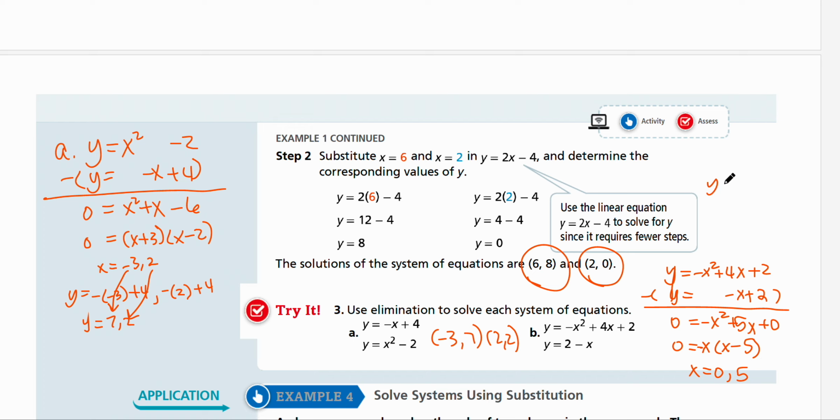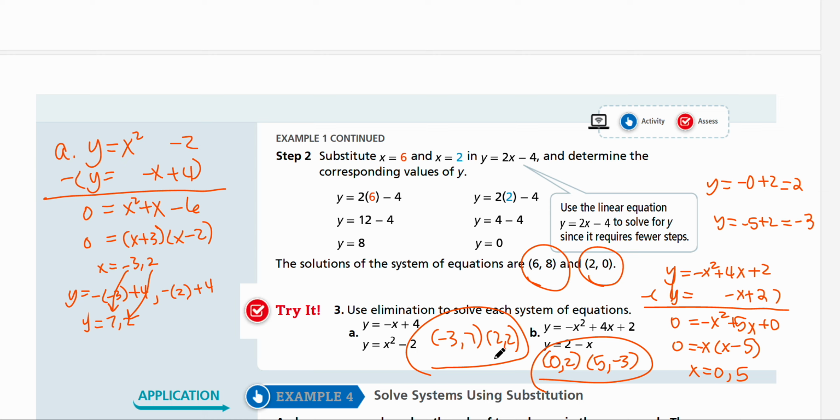So substitute y equals negative 0 plus 2 and y equals negative 5 plus 2. So y is equal to 2, y is equal to negative 3. So using our values, we can write our coordinate points 0, 2 and 5, negative 3. Okay, there we go. So please watch out for the mistakes.